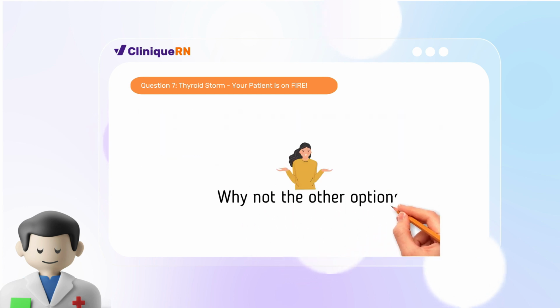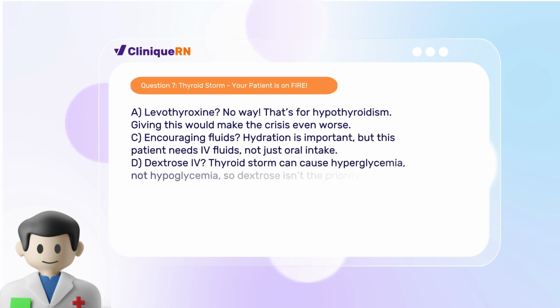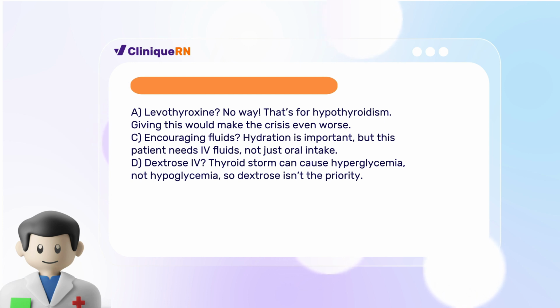Why not the other choices? A. Levothyroxine. No way, that's for hypothyroidism. Giving this would make the crisis even worse. C. Encouraging fluids. Hydration is important, but this patient needs IV fluids, not just oral intake. D. Dextrose IV. Thyroid storm can cause hyperglycemia, not hypoglycemia, so dextrose isn't the priority.